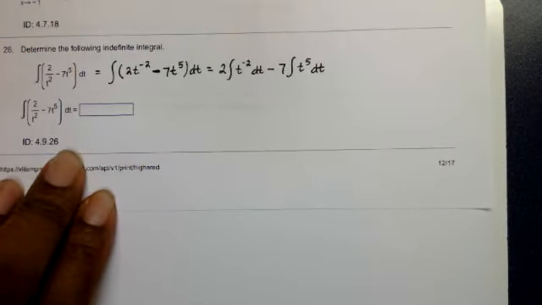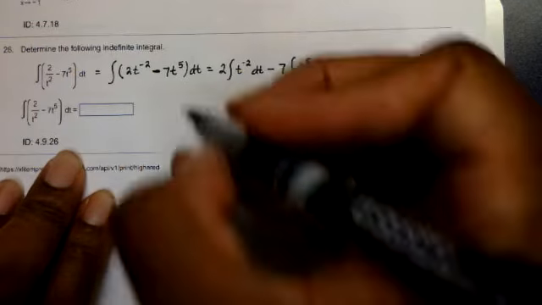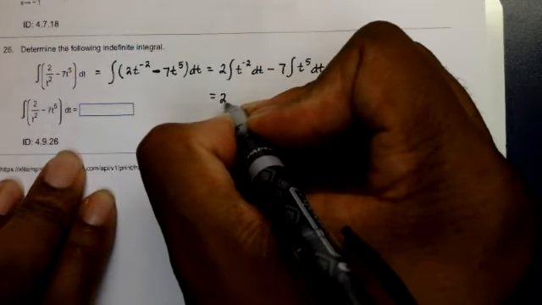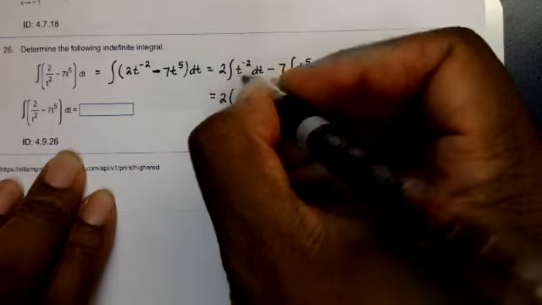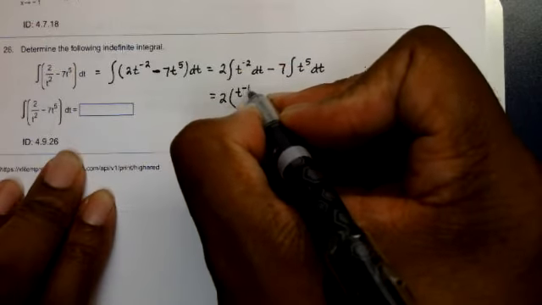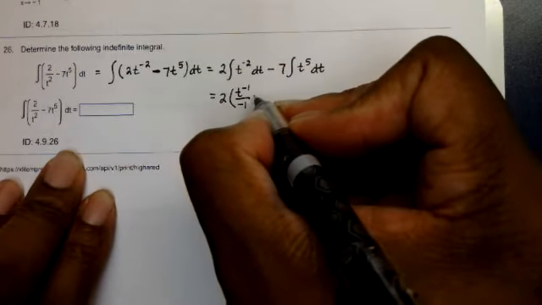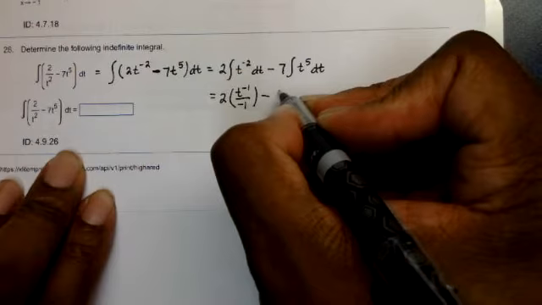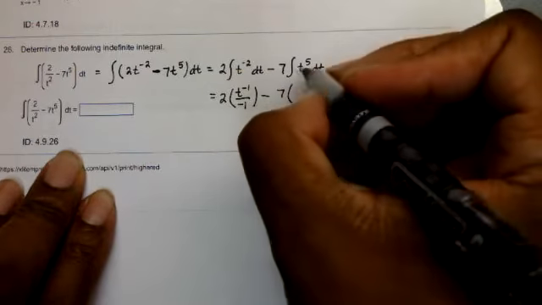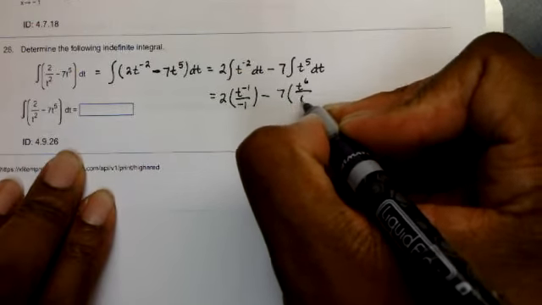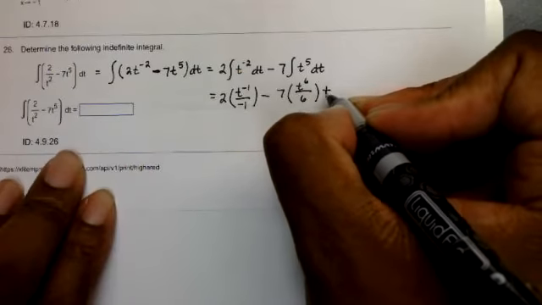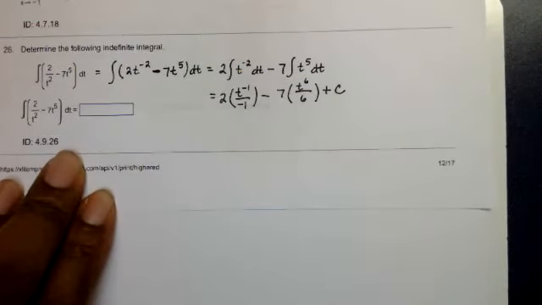For each one of these, I'm going to apply the power rule. So if I bring the 2 down, add 1 to the exponent of -2 will be t to the -1. That'll be divided by -1. And then minus 7 times for t to the 5th. If I integrate that, I add 1 to the power, divide that by the new power, plus c. So again, each one of those, I'm applying the power rule.